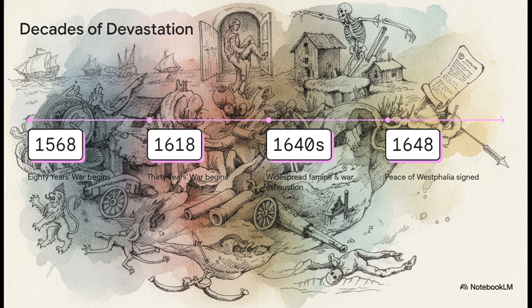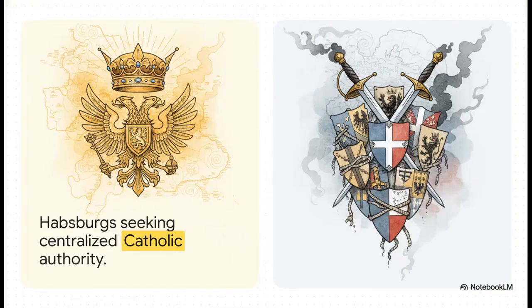By the time we reach the 1640s, the continent is gripped by widespread famine, unimaginable destruction, and total, complete war exhaustion. All parties were pushed to the absolute brink of collapse. Now, the battle lines here were incredibly complicated. On one side, you had the Habsburgs of Austria and Spain, along with the Holy Roman Empire, and they were attempting to centralize power and impose Catholic uniformity all across the German states.